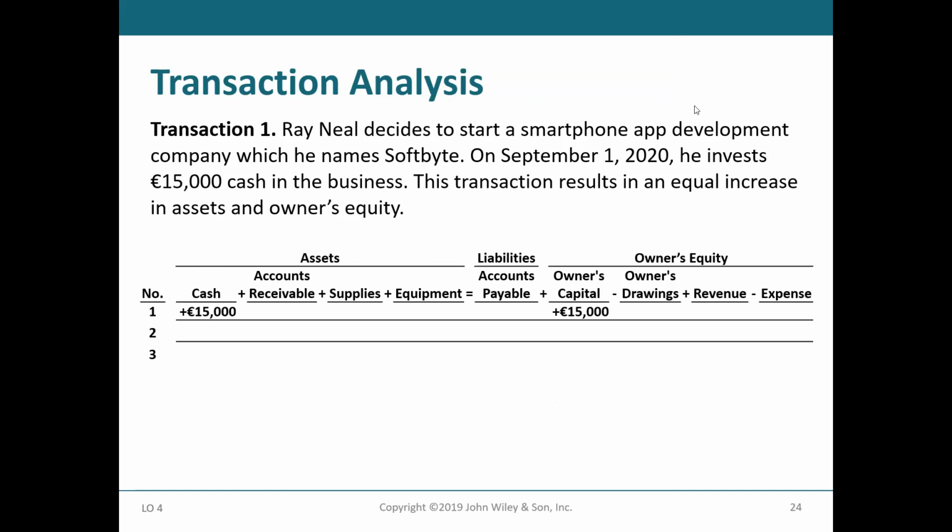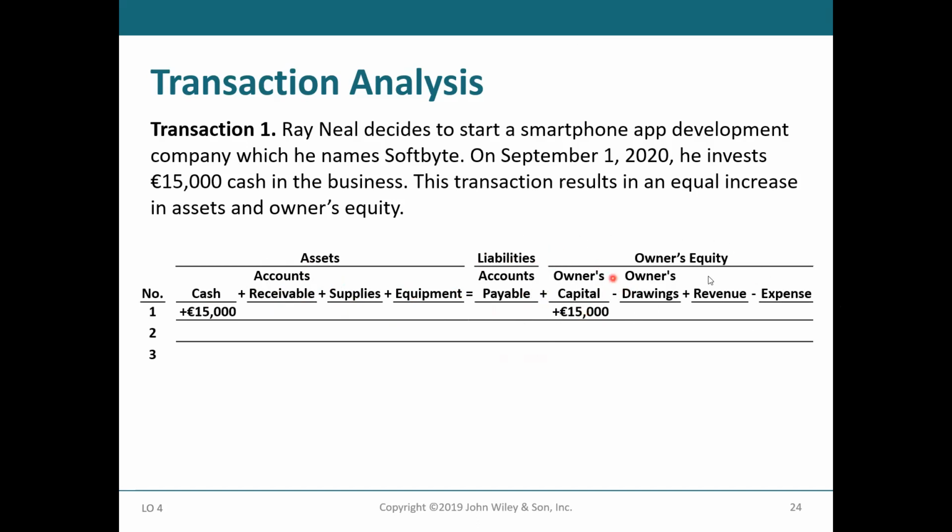Now, let's look at the transaction analysis. We're going to do the tabular analysis. On the left side, you will see assets, and on the right side, you will see liabilities and owner's equity. Under assets, we have cash, accounts receivable, supplies, and equipment. Under liabilities, we have accounts payable. Under owner's equity, we have owner's capital.